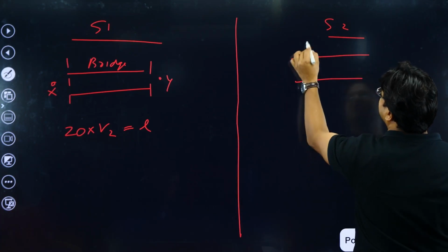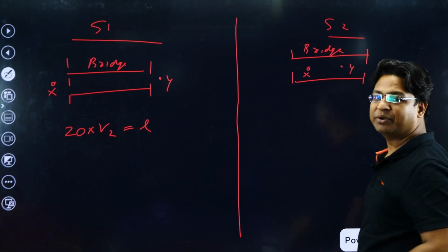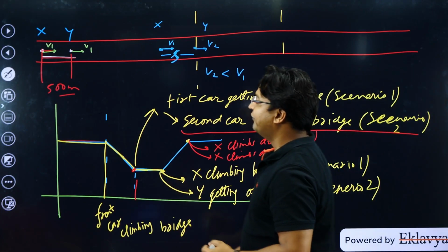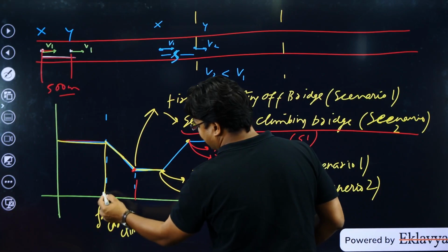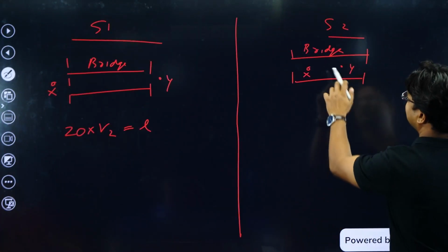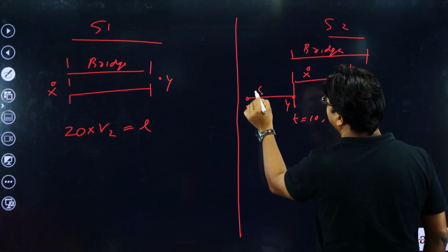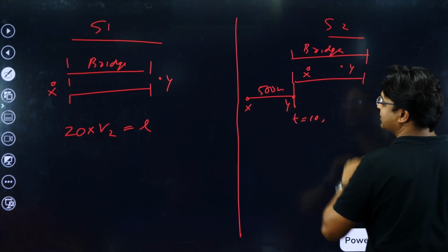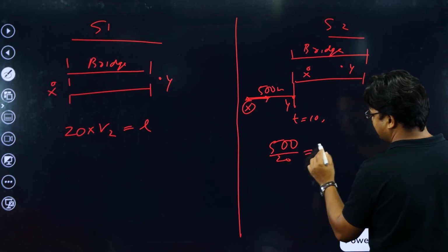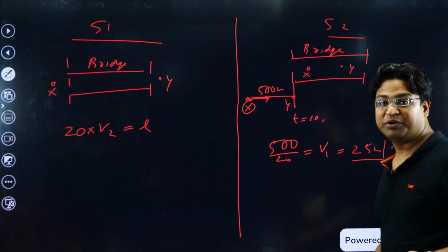In scenario 2, if this is the bridge, then X and Y are moving on the bridge together. This event indicates X climbing on the bridge, the second car climbing on the bridge. When the first car reached the bridge, the time was 10 seconds, and when the second car reached the bridge, the time was 20 seconds. When the first car reached the bridge at 10 seconds, the second car was 500 meters behind car 1, and then the second car reached the same spot in the next 20 seconds. So this car must have traveled with a speed of 500 by 20. So V1 is 25 meters per second according to the second scenario. Now, according to the first scenario, whether we get the same speed or not is yet to be seen.